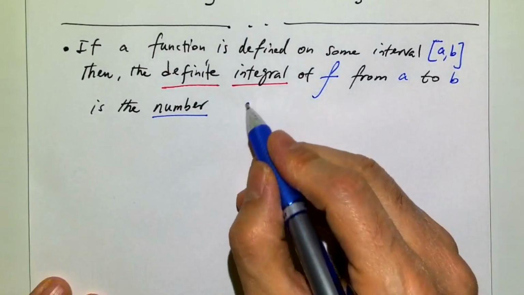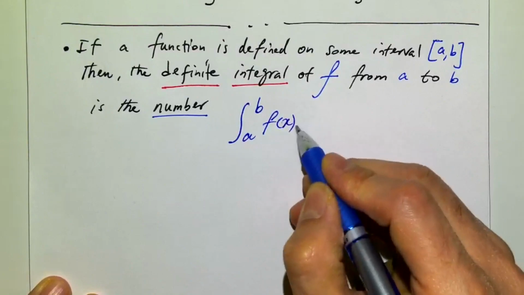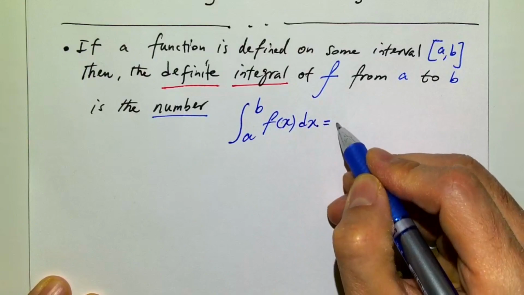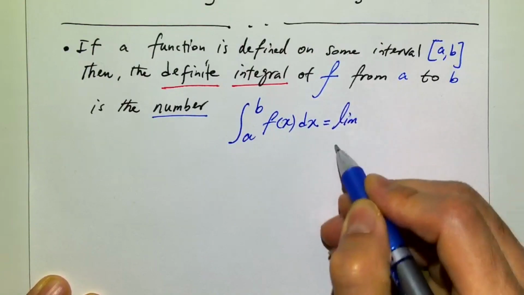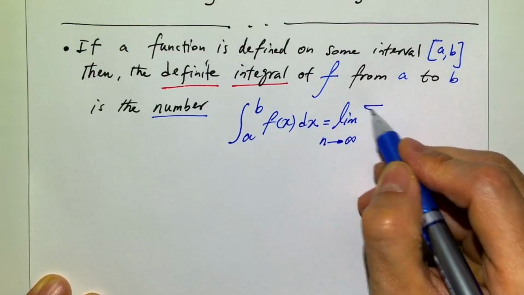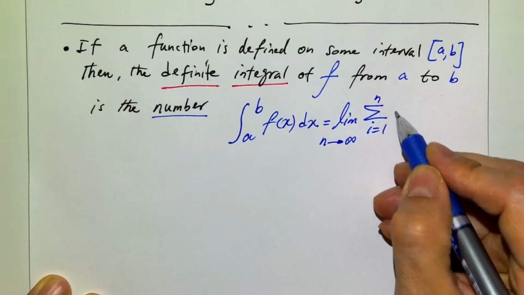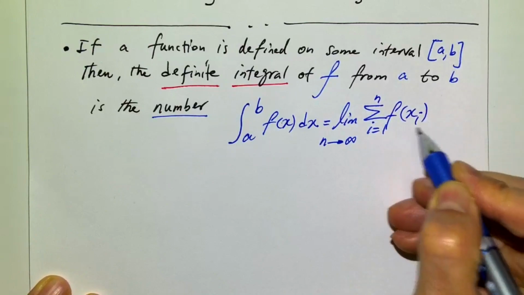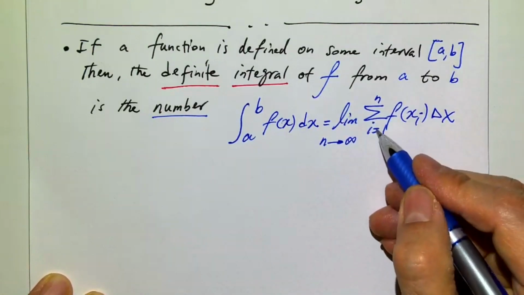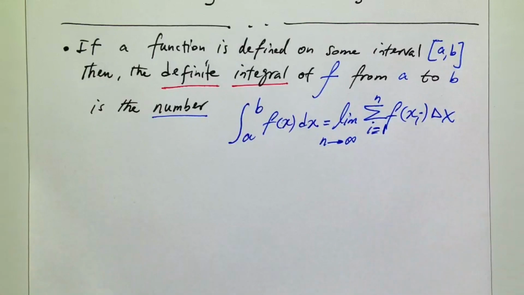It is equal to the integral from a to b of the function f of x dx equals the limit as n approaches infinity of the sum with the index going from 1 to n of f of x sub i times delta x. Remember that from section 5.1, our discussion of the Riemann sum there.